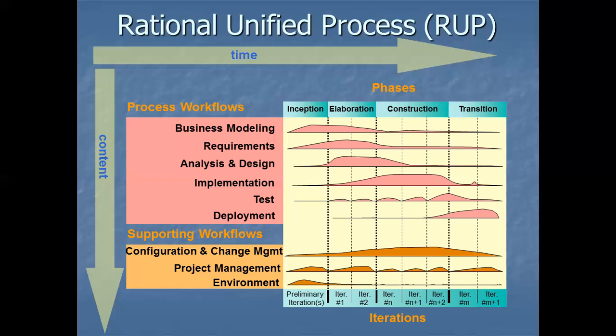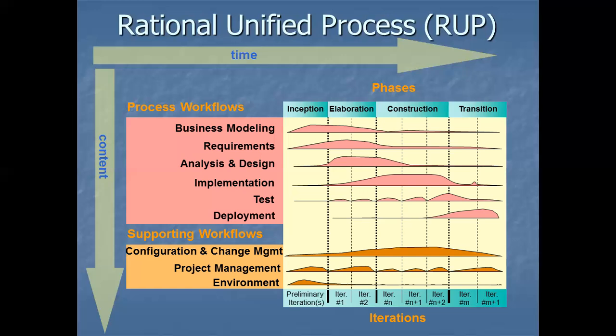There are four phases: inception, elaboration, construction, and transition. Here you can see the process workflows. Then the next one is supporting workflows. Supporting means the supporting departments, configuration and change management. Whenever there is any change in any software, at last there is a configuration and change management department. Then the project management environment, to manage that project.